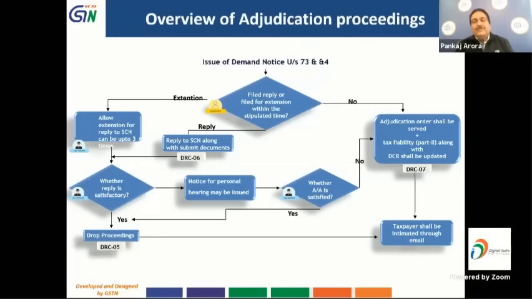And the summary of such order will be uploaded in form DRC-07. And if the tax and penalty, whatever the liability is, is confirmed in the order, the demand in the DCR will be updated, and the taxpayer shall be intimated through email regarding issue of such order.